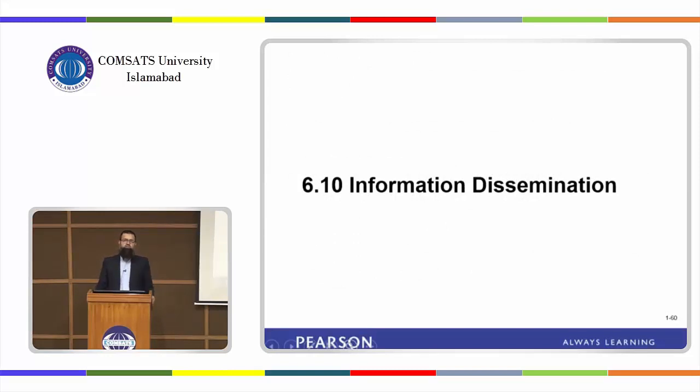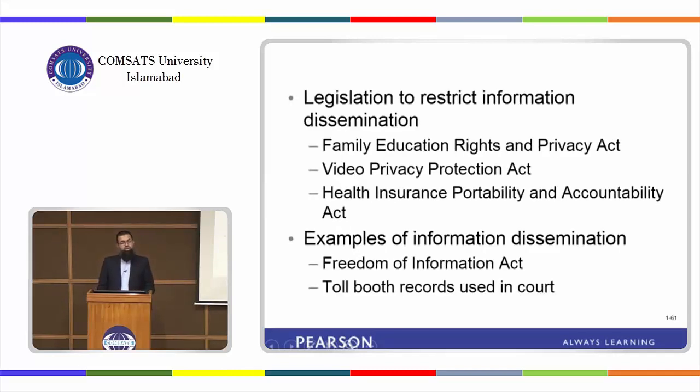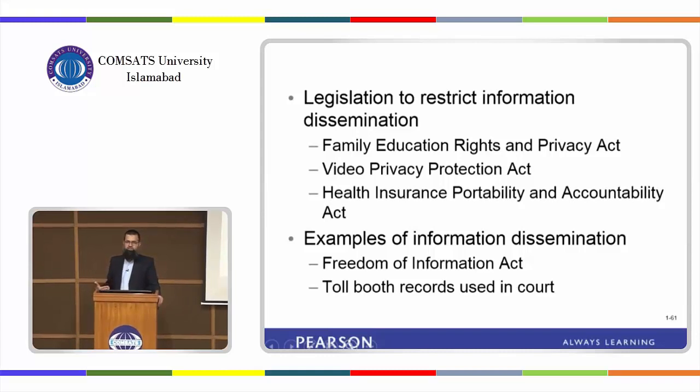The next topic is about information dissemination, that is, how to disseminate information. Again, there is legislation about information dissemination. If someone has access to information about individuals, then how should they distribute this information? Obviously, legal usage is fine, in the scenario where that information is required by some state agencies, but it is not okay to distribute the information just for commercial purposes. So we discuss the legislation that is done in this context.